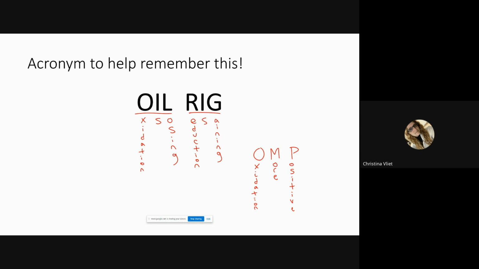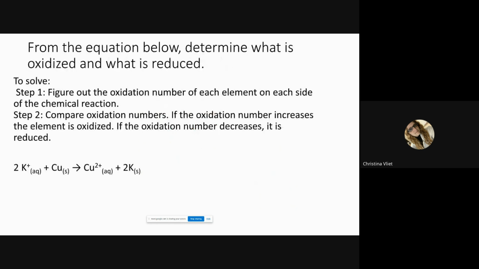So we'll expand on exactly what we're going to do with this shortly. But first, we're just getting down the definitions. What is oxidation? What is reduction? I'm going to go ahead and move forward now.